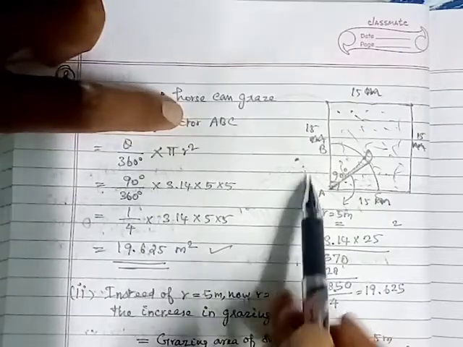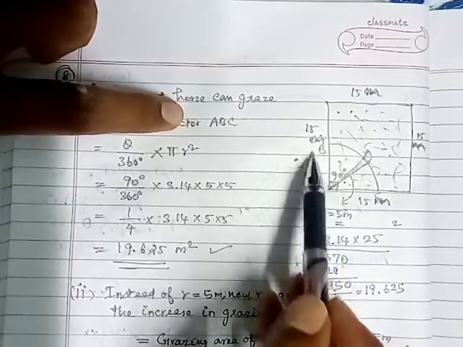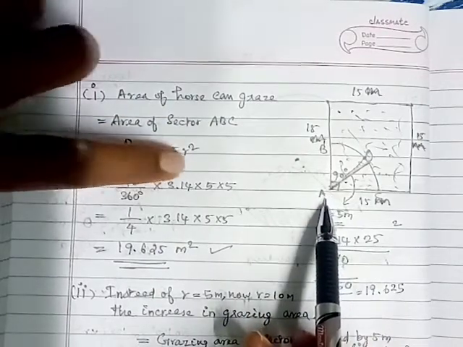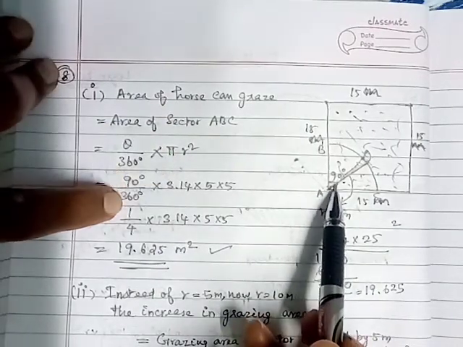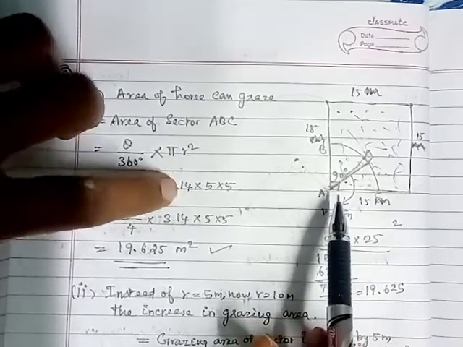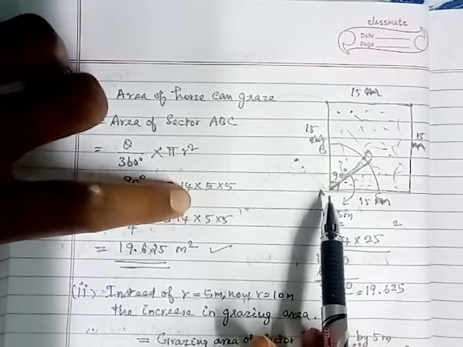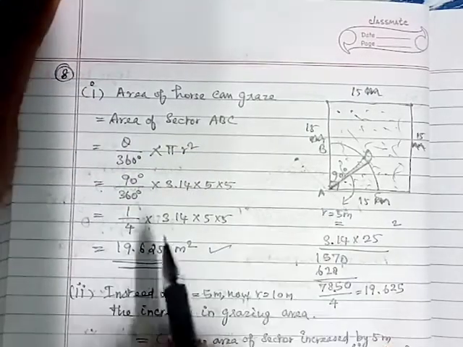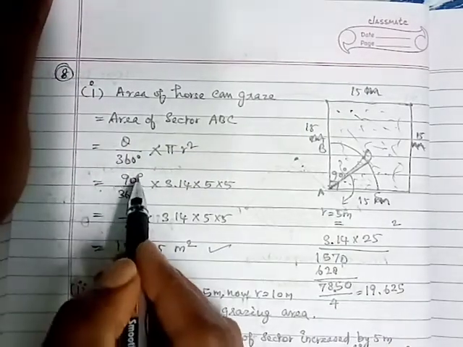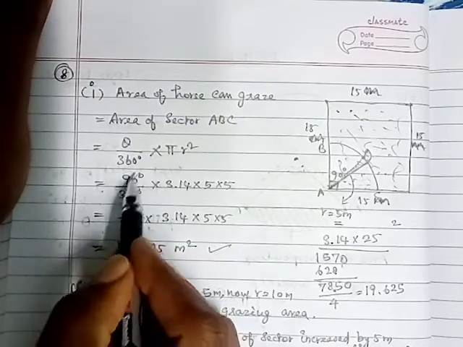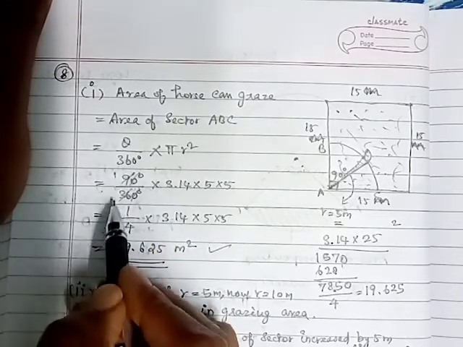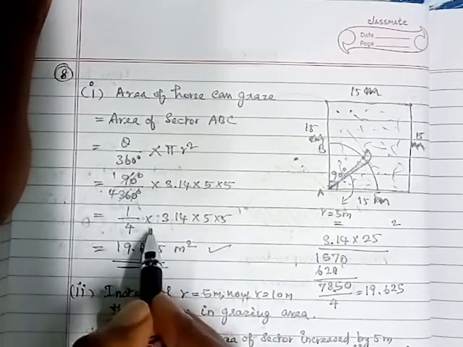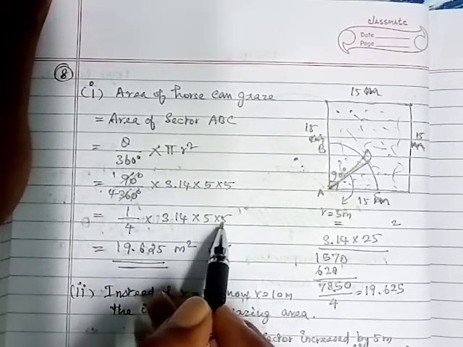So area of sector ABC, we have named it ABC. ABC is theta by 360 into pi r squared. Theta is 90 degree by 360 into pi value we should take it as 3.14 into r squared is 5 into 5. Okay, so 0 0 cancel, 4 9s are 36, right? 1 by 4 into 3.14 into 5 into 5.